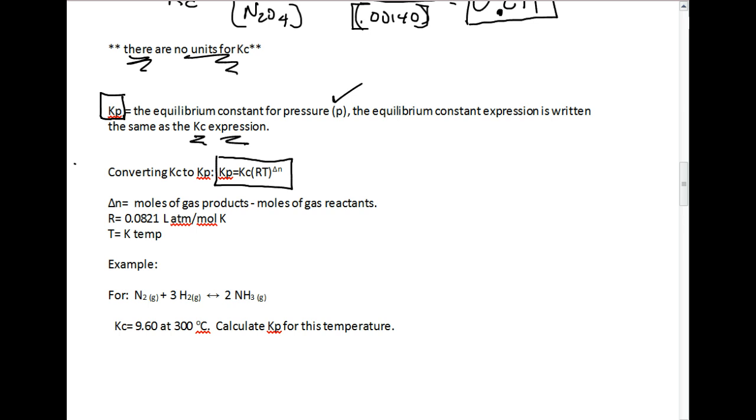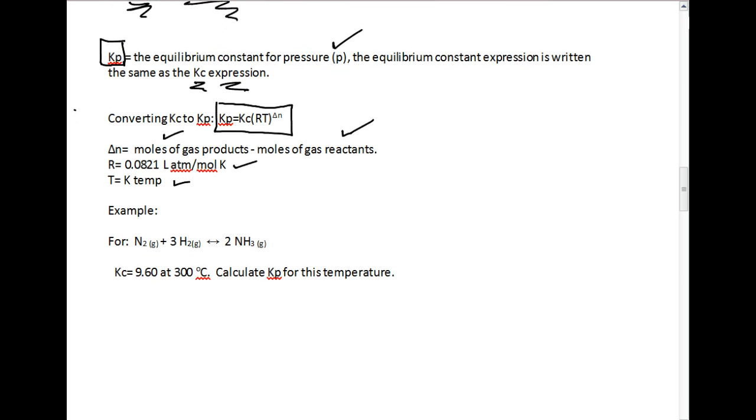Now, delta N is going to be the moles of our gas products minus the moles of our gas reactants. Products minus reactants, as we typically deal with delta H values. The R we're going to use is 0.0821 liter atmospheres per mole Kelvin, and we're going to use Kelvin temperature to plug this value in. So here's an example.